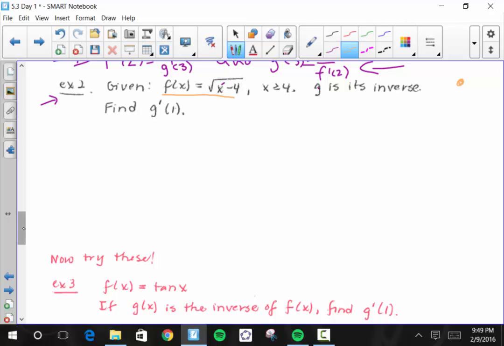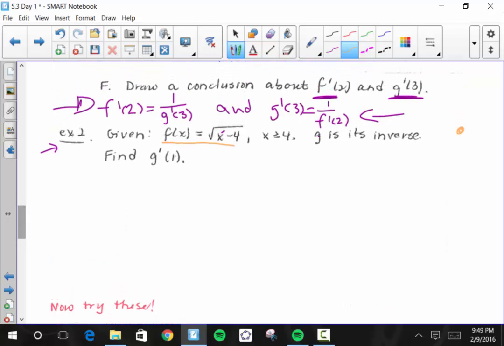Well, if we go back to the last problem, we found that g prime of 3 is equal to 1 over f prime of 2. So we know that g prime of 1 is the reciprocal in relationship to the derivative of the f function. So we know it's 1 over f prime of something. What's that something? That's the key thing. We've got to find that something, and then this is an easy problem. And it's not too hard to find that something.